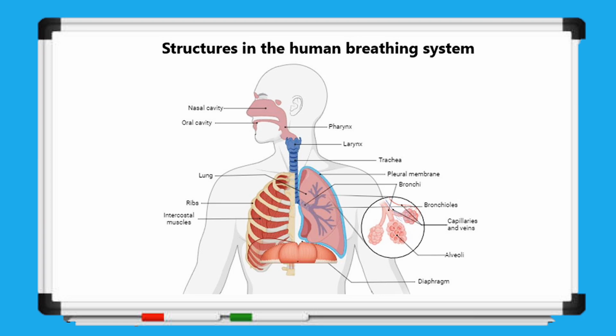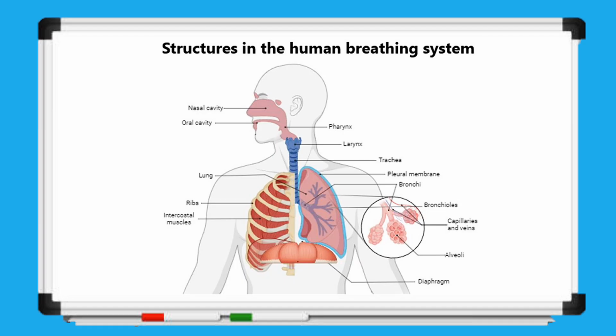Now, let's look at all the structures in the human breathing system. The image here shows a clear diagram of the human respiratory system, with all the major parts labeled. This system is responsible for the process of gas exchange, bringing oxygen into the body and removing carbon dioxide. Starting from the top, we have the nasal cavity, which is the space inside the nose where air first enters. Then there's the oral cavity, or the mouth, which also serves as another pathway for air intake. Next is the pharynx, the throat region that connects the nasal and oral cavities.